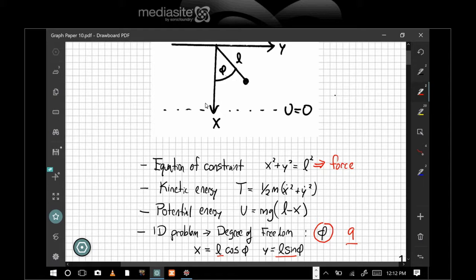Again, no forces, so we have to consider equations of constraint, kinetic energy, potential energy, and then finally, what is my generalized coordinate going to be? It's going to be a degree of freedom. All right? Now, let's look at this problem in a more general context.